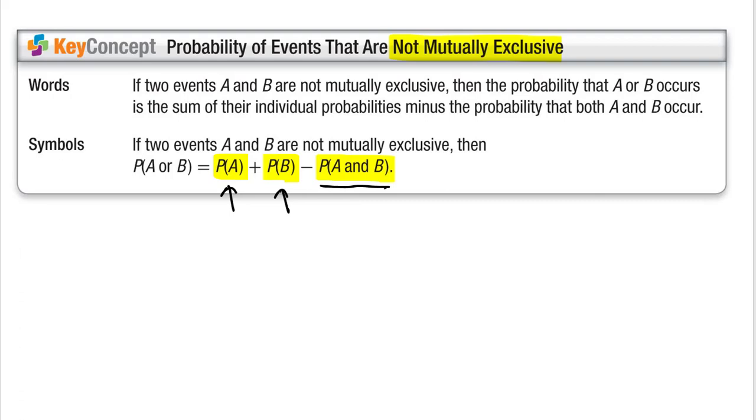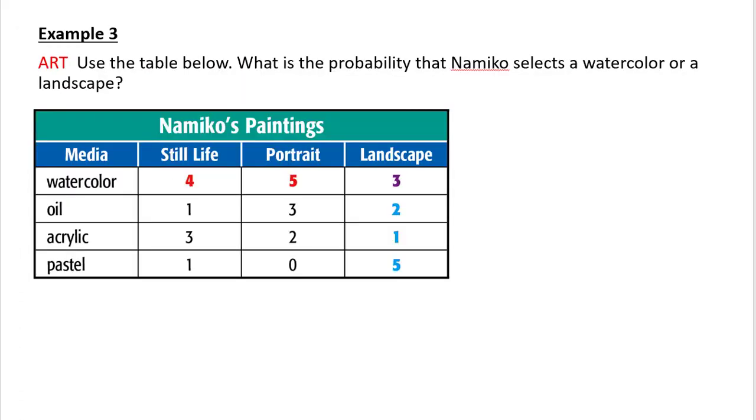Okay, let's do an example with this. So my example here, using the table below: what is the probability that Namiko selects a watercolor or a landscape? So again, I have a watercolor or a landscape. Do I have paintings that are watercolors and landscapes? Yes, right there. So I'll tell you right now, this is kind of a chart, and I could see where this could be confusing.